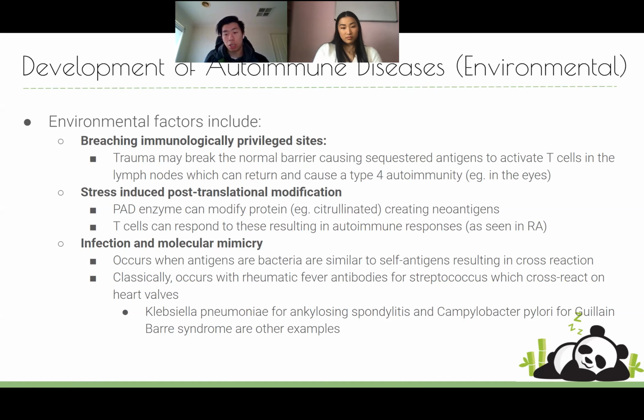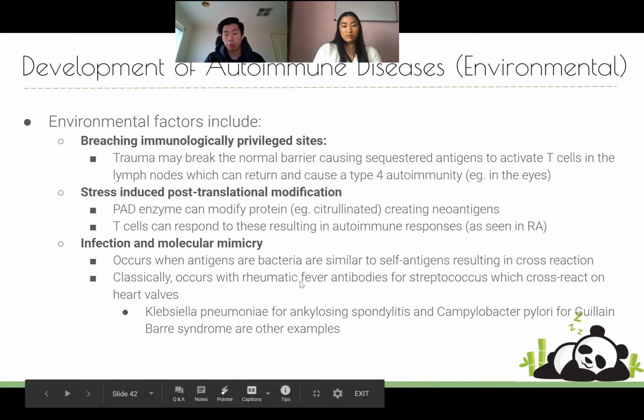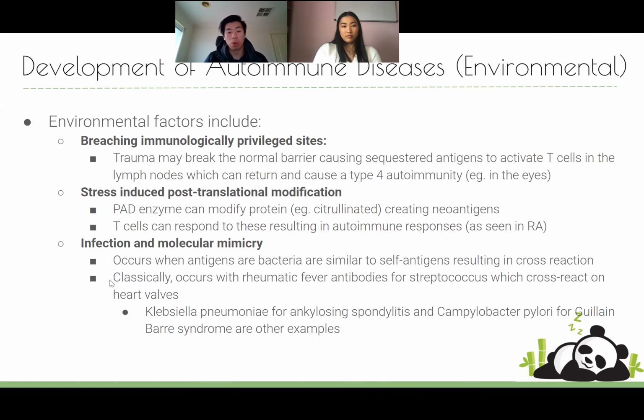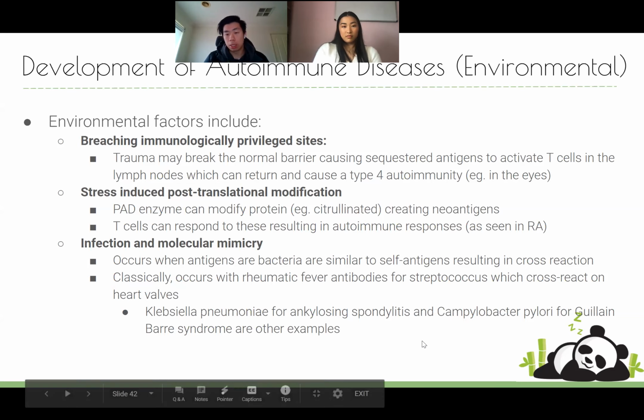Or you can have infection and molecular mimicry. Basically, the normal antigens that you produce towards a bacteria or something like that look very similar to what you have naturally in your own body. This happens with Streptococcus in rheumatic fever, where they cross-react with your heart valves, causing rheumatic heart disease. This can also happen for other diseases such as Klebsiella, Yersinia, and Campylobacter with GBS.